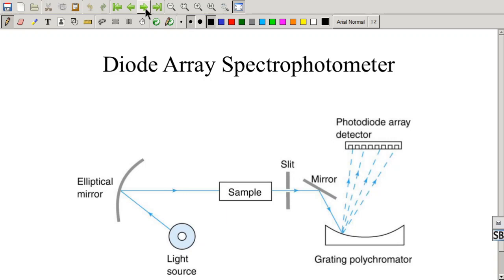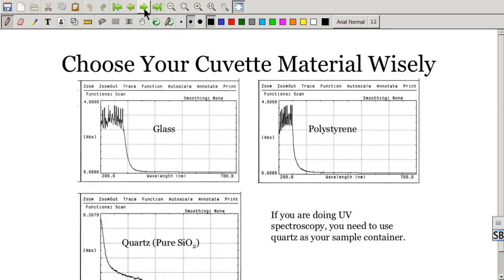We actually have a detector on one of our HPLCs that will generate a full UV spectrum for every fraction that comes off of the HPLC. And so this is a very powerful technique.